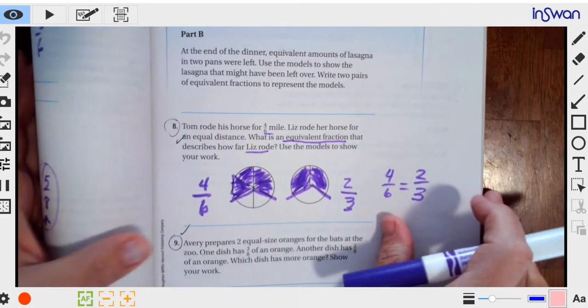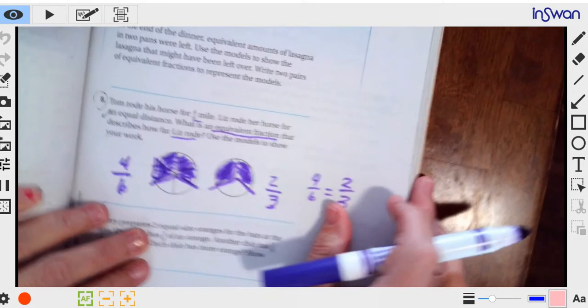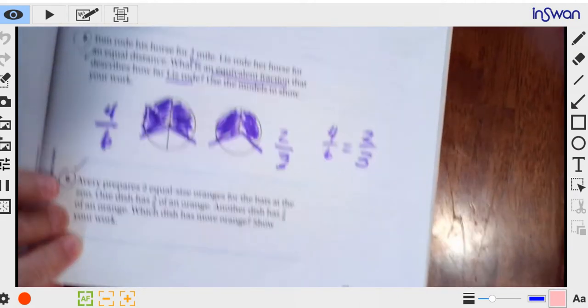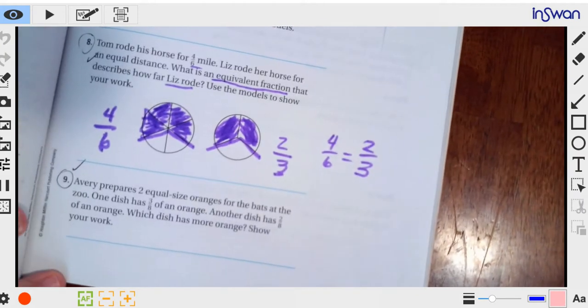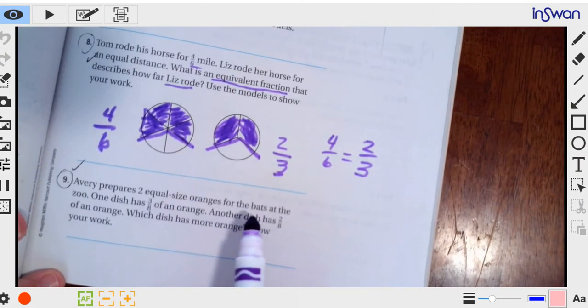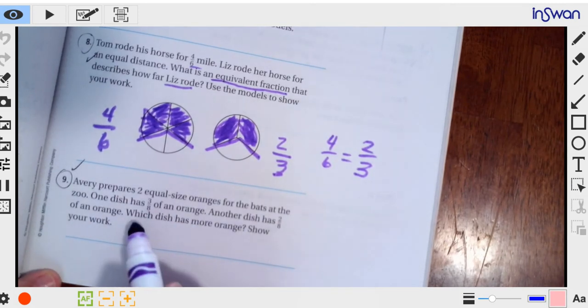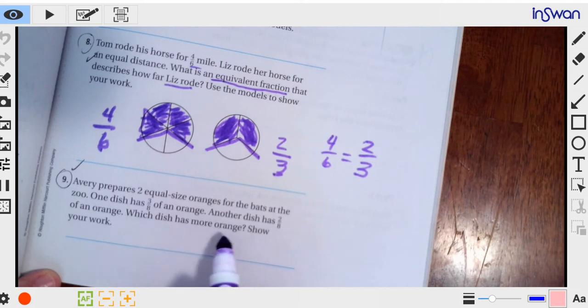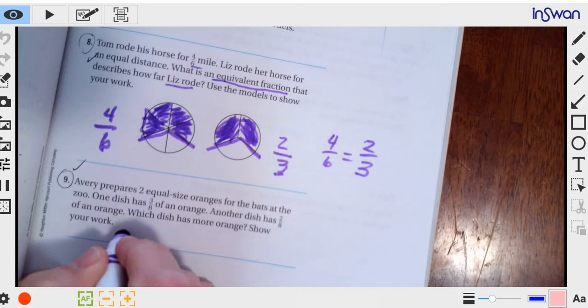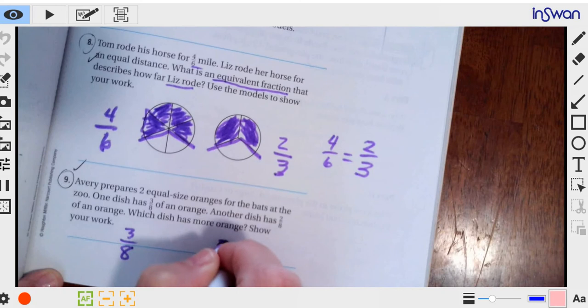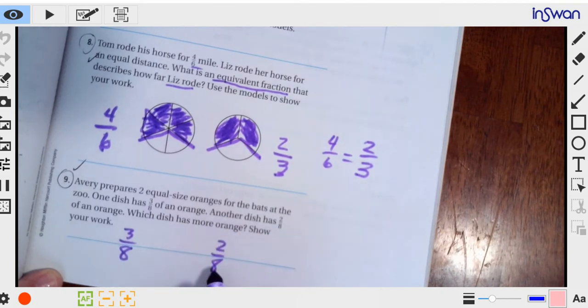Avery prepares... I can't see it very well. Let me try and move it. There we go. Avery prepares 2 equal-sized oranges for the bats at the zoo. One dish has 3/8 of an orange, another dish has 2/8 of an orange. Which dish has more orange? Show your work. Well, you have one dish, which is 3/8, and you have another dish, which is 2/8. Well, it has the same denominator.